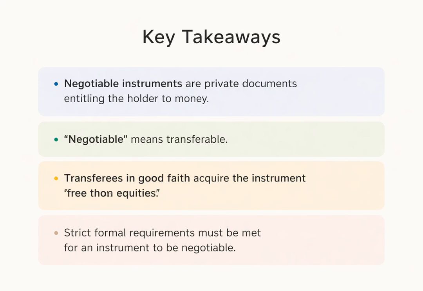To wrap up, remember that negotiable instruments are essentially private currency. Their defining feature is their negotiability, the fact that they can be transferred freely, and that an innocent purchaser can acquire a perfect title even if a previous owner had a defective one. This unique legal mechanism is what allows these documents to drive modern commerce.